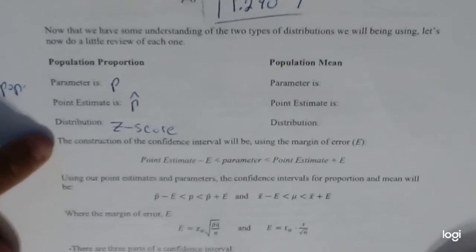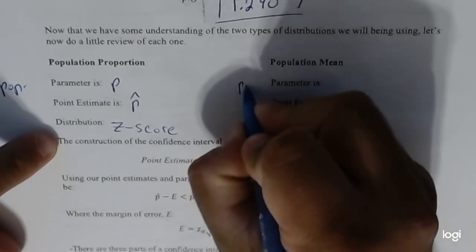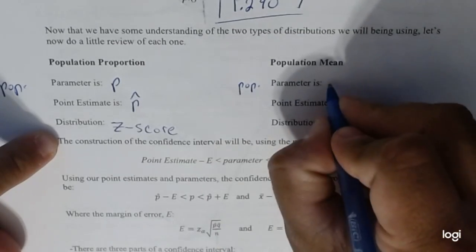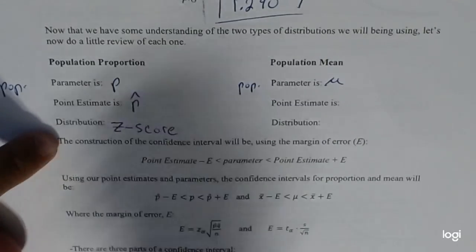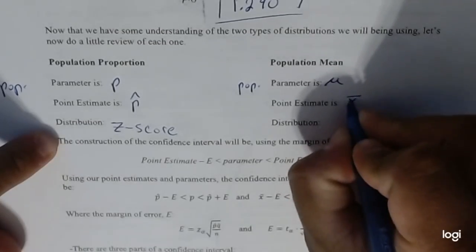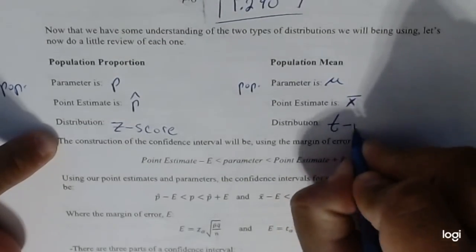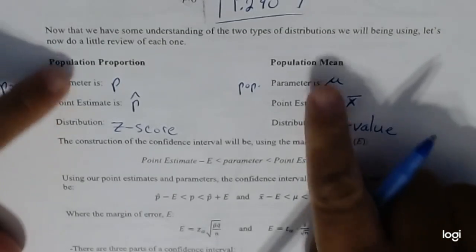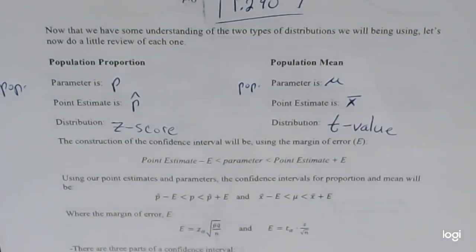Now let's go over here for mean. When we talk about the population parameter, it is going to be mu, that's our entire population parameter. Our point estimate is going to be x bar, that's the sample. And our distribution is going to be t-values. So that's what we mean by it's very similar to one another. The only difference is going to be these two when it comes to finding those things.